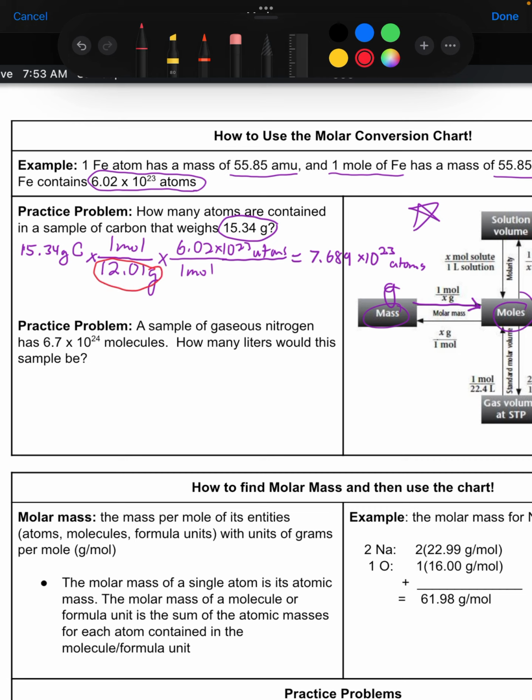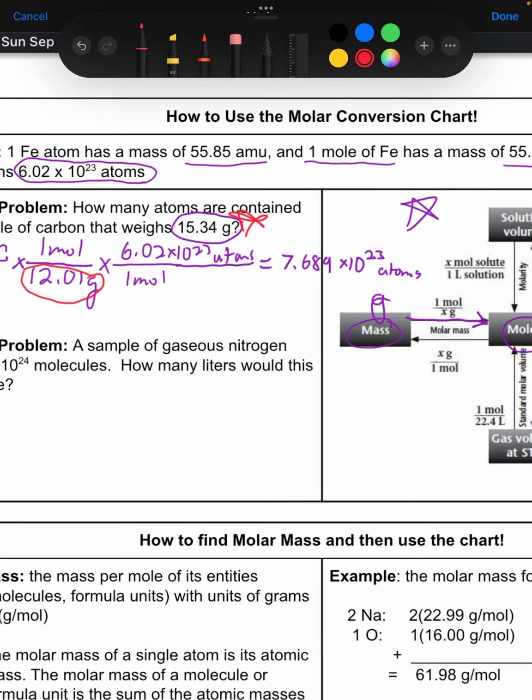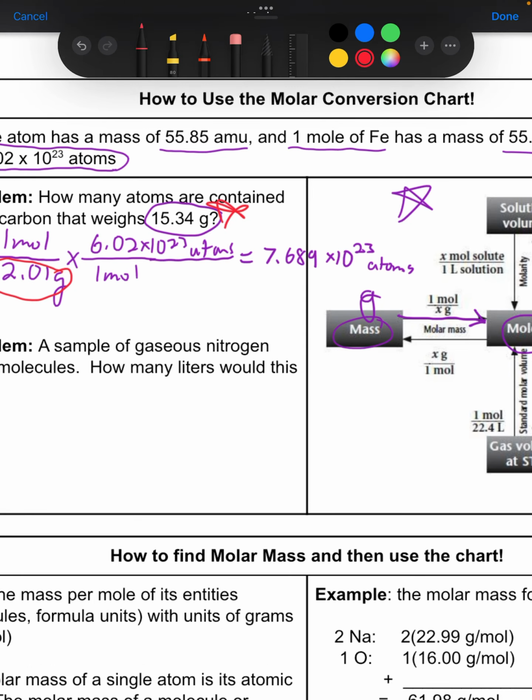So just looking at my given number up here, I know already that I have more than 1 mole of that substance because 15.34 is more than 1 mole of carbon weighs. So if I also know that 1 mole of anything is 6.02 times 10 to the 23rd atoms, then my answer should be greater than that value because I have more than 1 of my substance. And indeed, I find that 7.689 times 10 to the 23rd is greater than 6.02 times 10 to the 23rd. So it is highly likely that this calculation is correct because my answer makes sense.